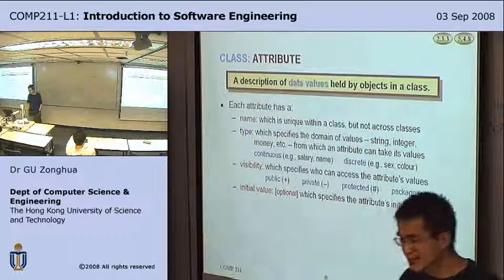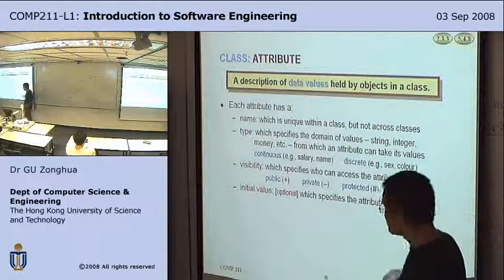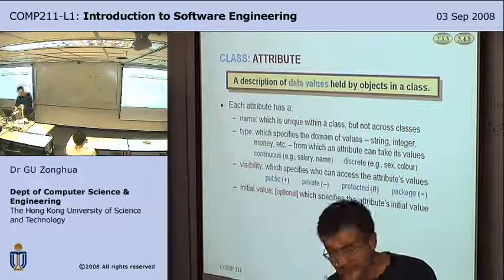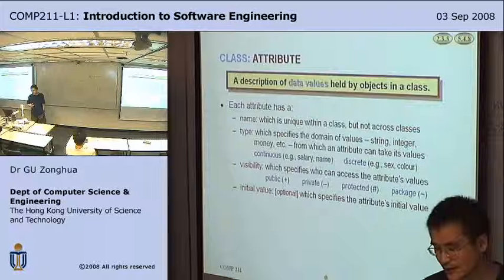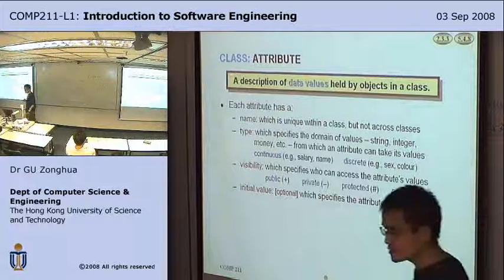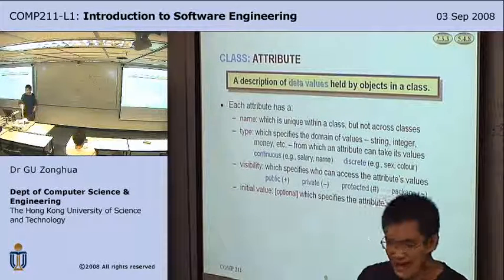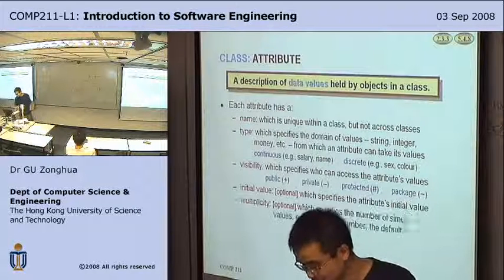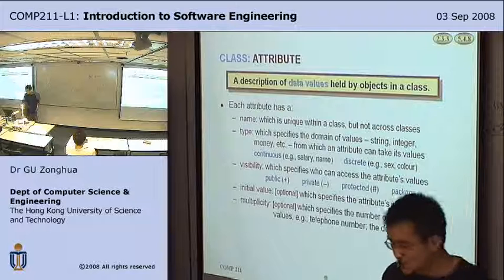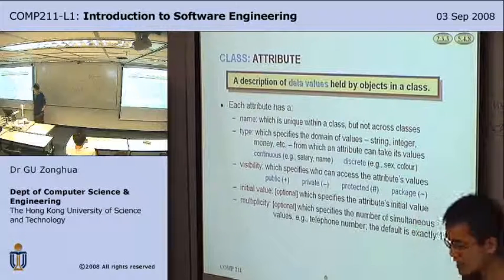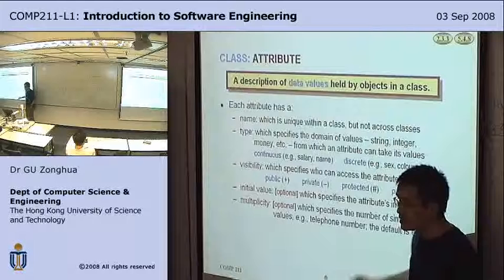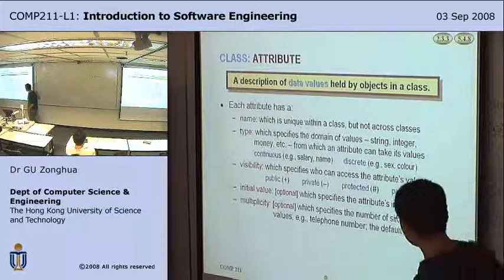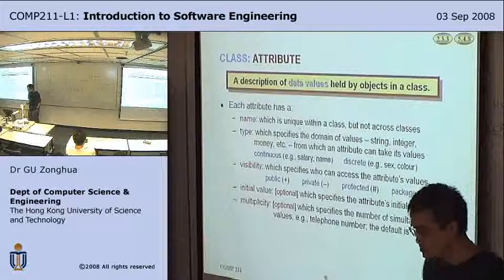Initial value is an optional attribute which specifies the attribute's initial value. That is, when you create an object initially, for example, in C++, you have new. Without assigning any of the values, what is the default initial value? Multiplicity specifies the number of simultaneous values. So telephone number, for example, you may have 2, your home phone and your office phone, or 3 plus your mobile phone. So you may specify a default of 1.